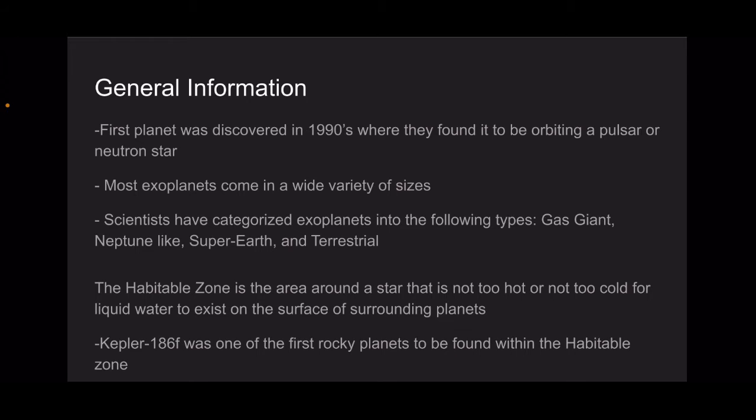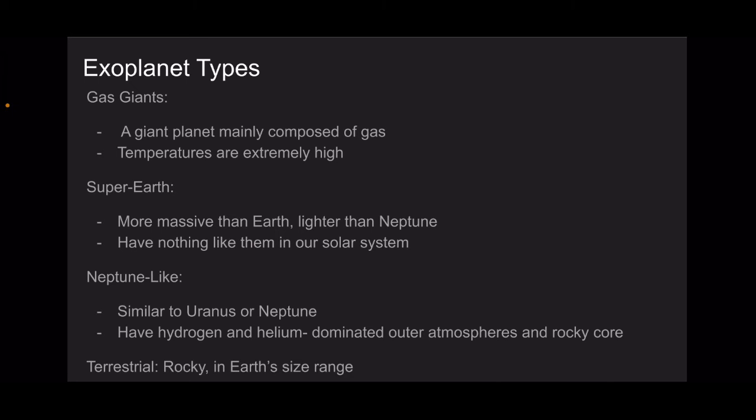In this presentation, it's good to know what exactly a habitable zone is. A habitable zone is an area around a star that is not too hot or too cold for liquid water to exist on the surface of surrounding planets. It gives us a better look at whether a planet could be habitable and have life. A cool thing is that Kepler 186f was one of the first rocky planets to be found within the habitable zone. So that's just some cool facts. Let's go on with the next slide.